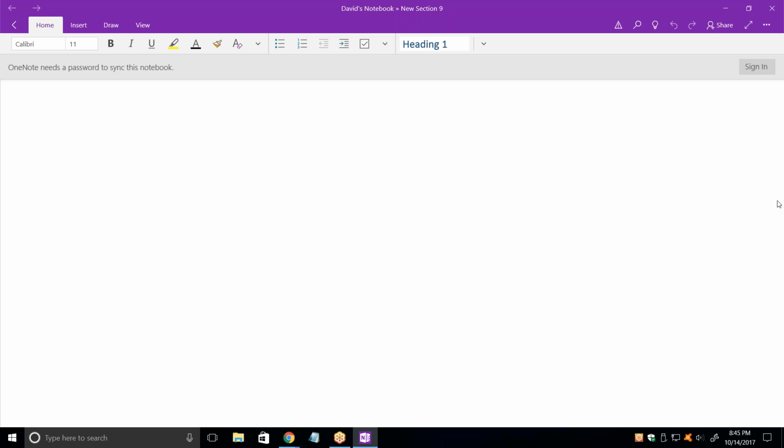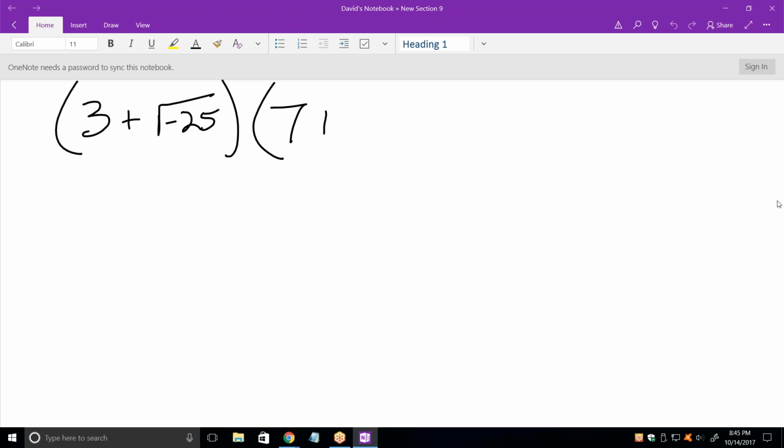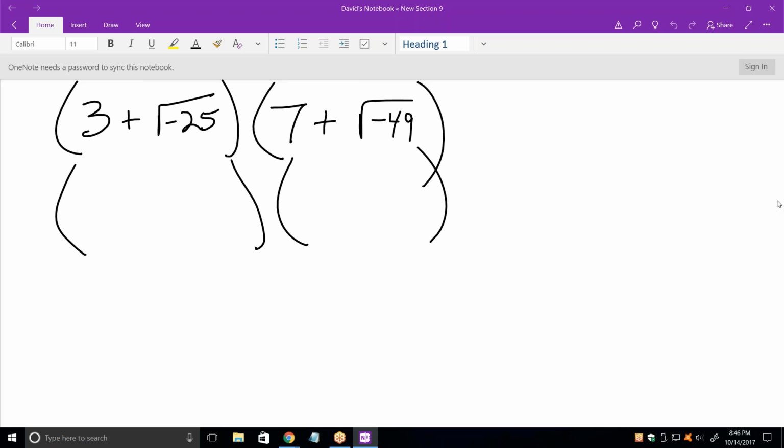This one is (3 plus the square root of negative 25) times (7 plus the square root of negative 49). Okay, what's the first step? Fix the square roots to be imaginary numbers. The square root of a negative number means it's an imaginary number. Would we get 3 plus 5i? Yes, 3 plus 5i.